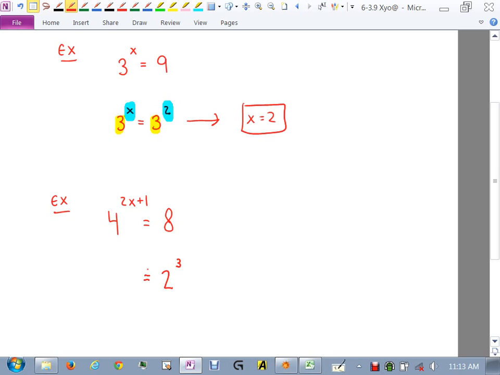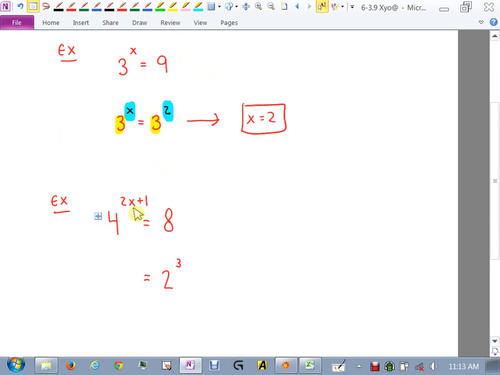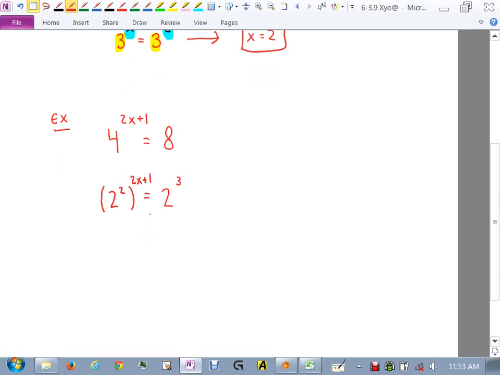Then if you want to use the property above, this side's going to have a base of 2 also. Can you rewrite 4 as what? 2 squared. Okay, now just follow me if you can here. Everyone agree what's in parentheses is 4, and that's being raised to the 2x plus 1. We have 2 to the 2 being raised to the 2x plus 1 equals 2 to the 3.